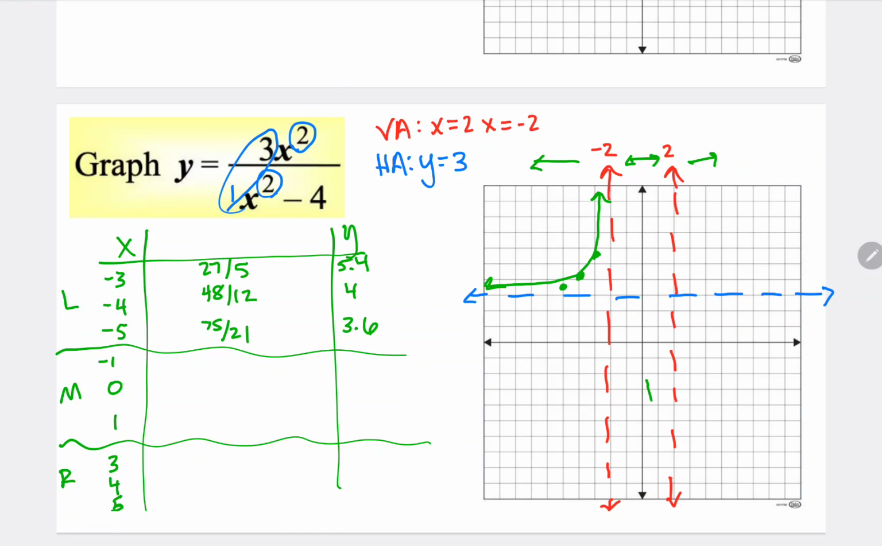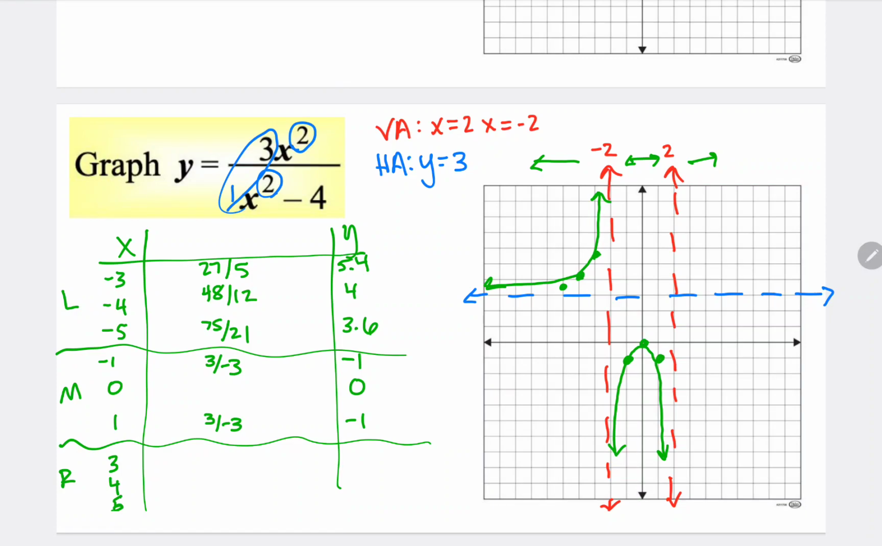In the middle, if I plug in a negative 1, I get 3 over negative 3, which is negative 1. When I plug in 0, I get 0. And when I plug in 1, I get 3 over negative 3, which is negative 1 again. So in the middle, negative 1, negative 1, 0, 0, and 1, negative 1. I have a little parabola sitting there in the middle.